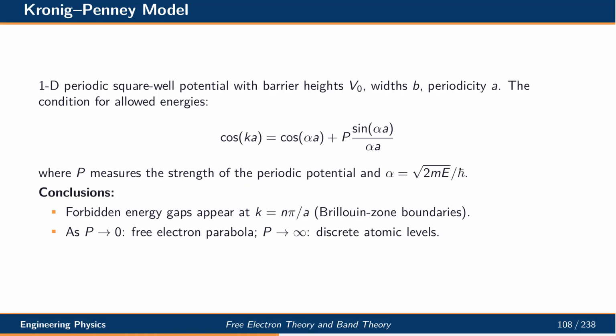The Kronig-Penney model is a one-dimensional periodic square well potential that can be solved exactly. The allowed energies satisfy a transcendental condition involving a parameter that measures the strength of the periodic potential. The model shows that forbidden energy gaps open at the boundaries of the Brillouin zone. In the limit of weak potential, the energy reduces to the free electron parabola. In the limit of strong potential, the spectrum approaches discrete atomic levels. Real crystals lie between these limits.